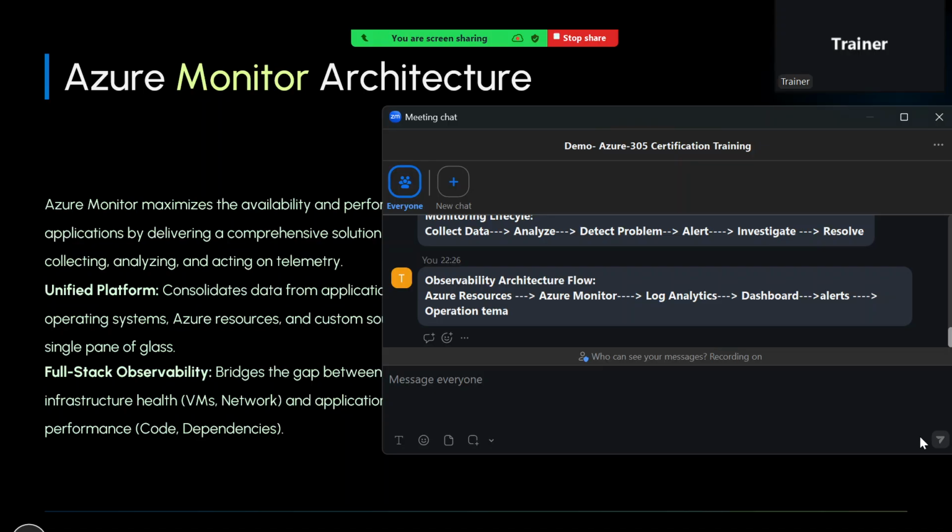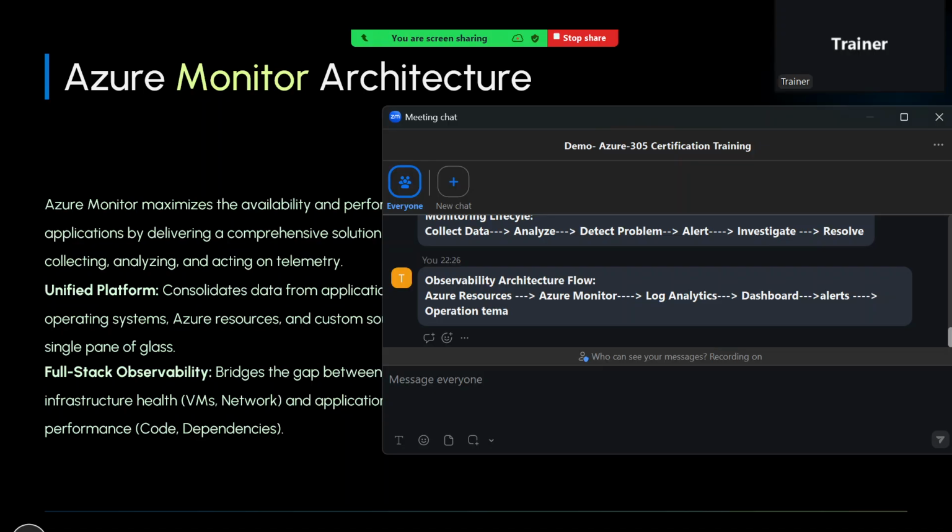Okay, so our next topic is designing Azure Monitor alerts, action groups, Metrics Explorer, and Log Analytics workspace. In our previous topic, we learned about monitoring fundamentals, observability, Azure Monitor architecture, metrics, logs, and traces. Now let's answer an important architecture question.